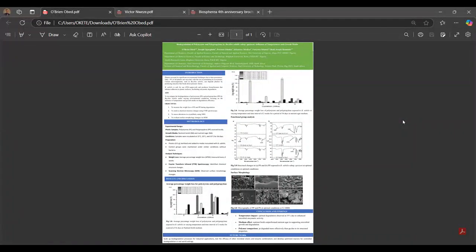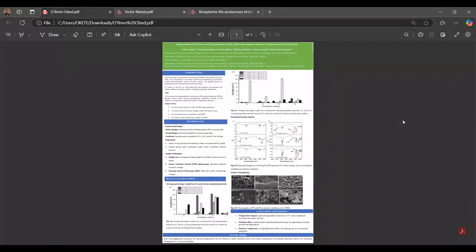I have 4 objectives there. The first objective is to measure the weight loss of the polystyrene and polypropylene plastic, then to analyze the chemical structures using FTIR spectroscopy. The third is to assess the crystallinity using the XRD, although in this particular poster I did not include that because of space. And the fourth objective is to evaluate the changes in surface morphology using the SEM.